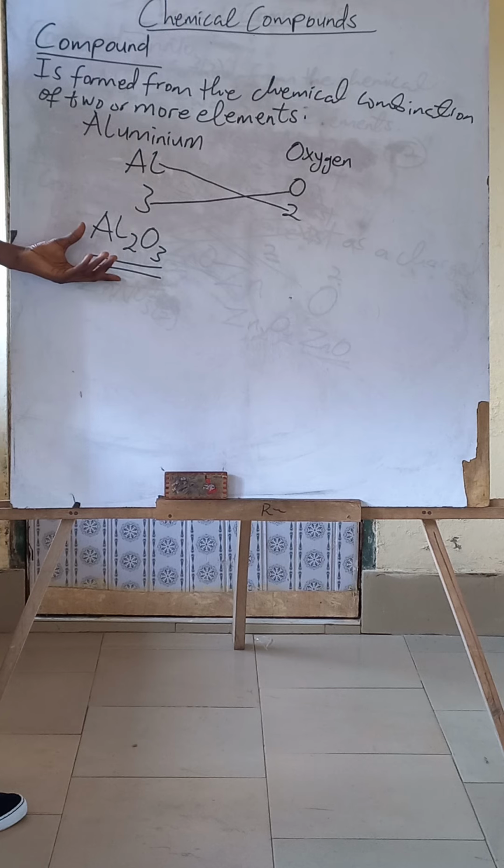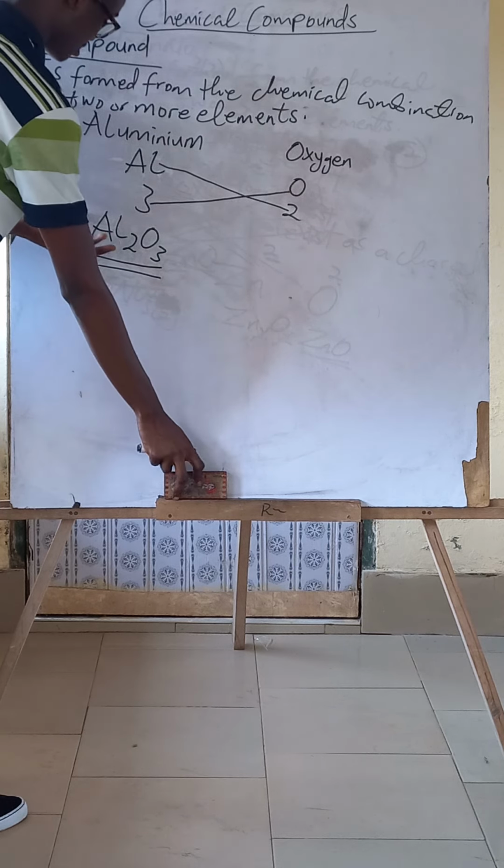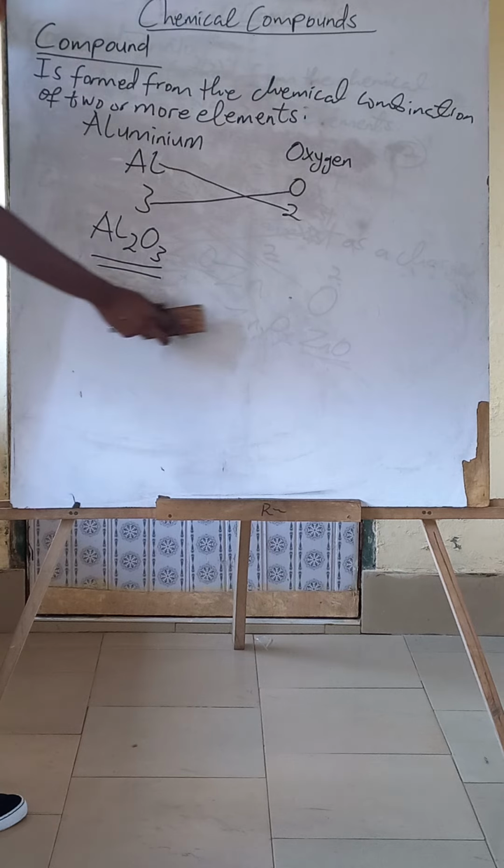In this tutorial, we are not going to learn how to name compounds, but we are just going to learn how to form compounds. The naming of compounds will be in another lesson. So this is aluminium oxide.